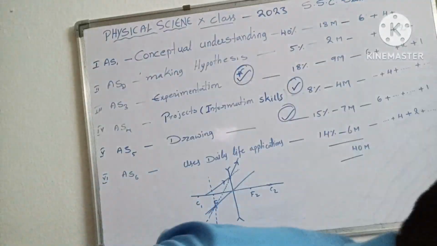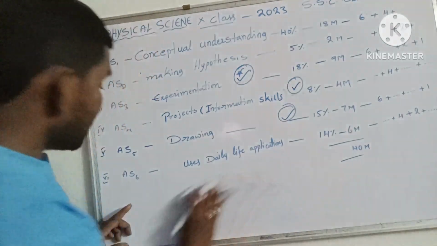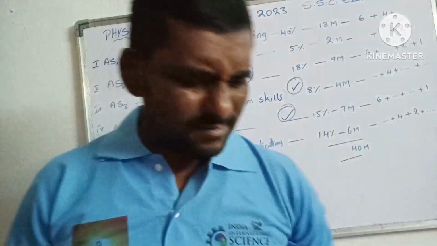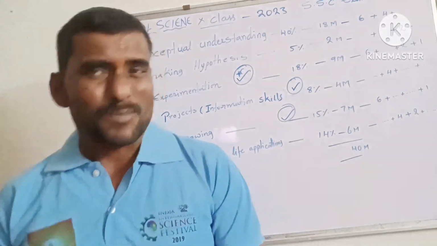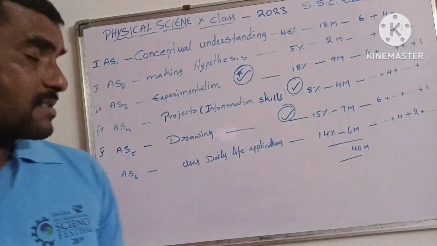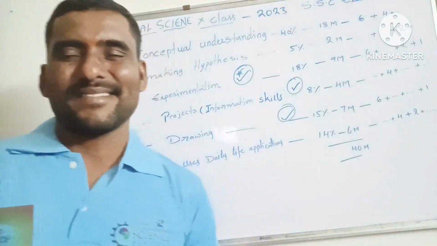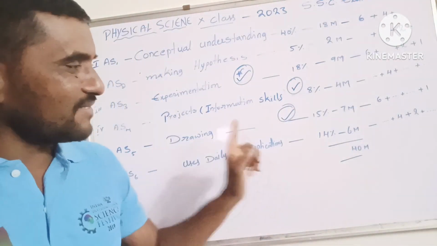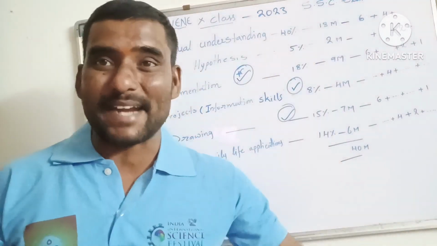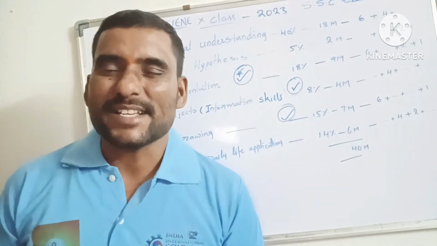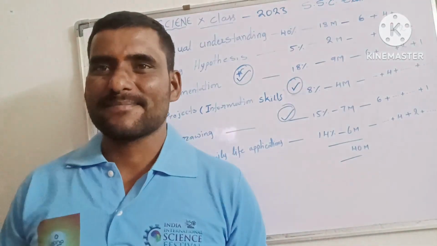And the last one is AS6, academic standard 6 as well as academic standard 7. Both are related to appreciation and biodiversity and also uses and daily life applications. Mainly uses. It is very, very easy for you in this pattern. Uses, simple. Mirror uses, lens uses.